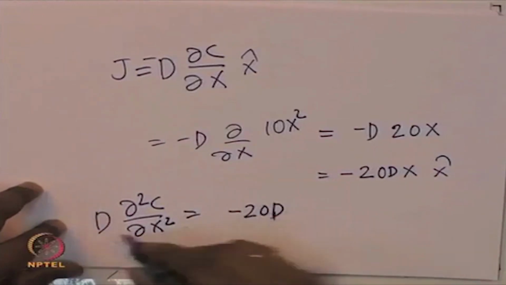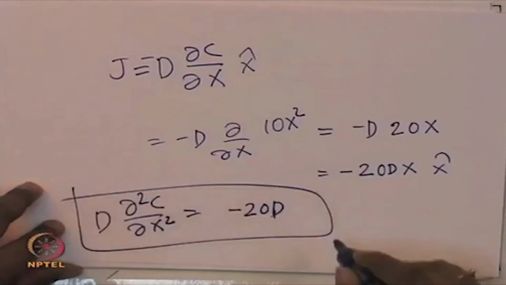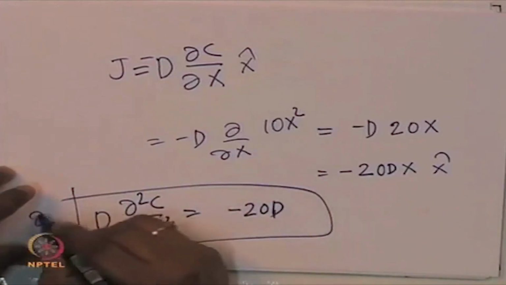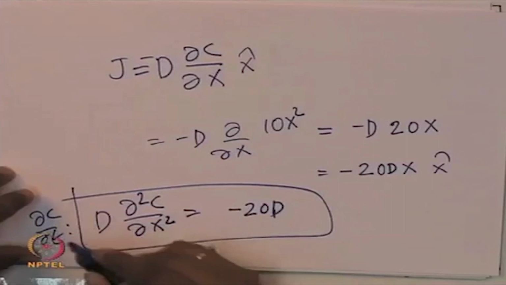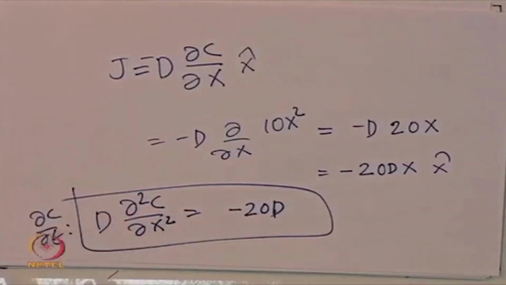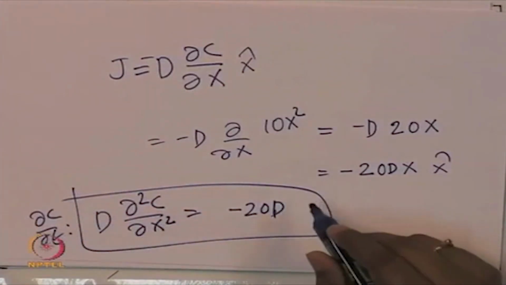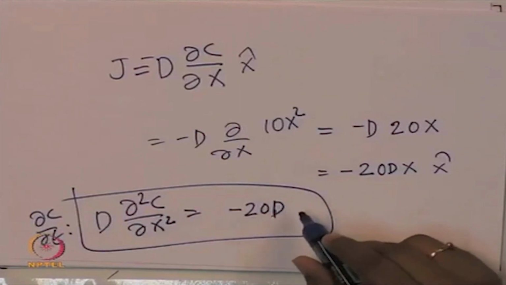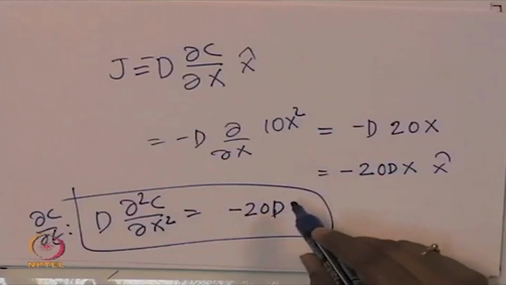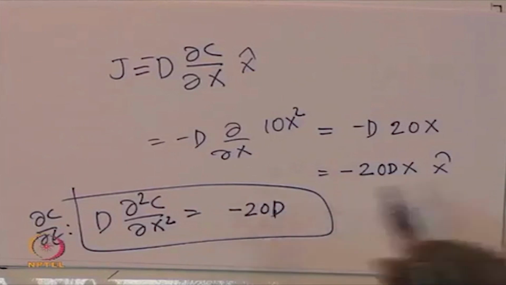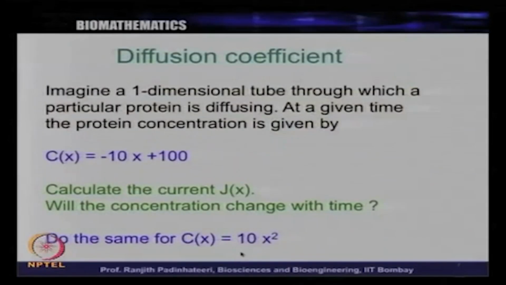And this is actually some non-zero value. Therefore, ∂C/∂t will be some non-zero number. So, in the second case, the answer is a non-zero current, and the concentration will change with time. Here the concentration will not change with time. Okay, so you can do this in detail if you want. You should do this carefully. I just quickly showed you the answer.